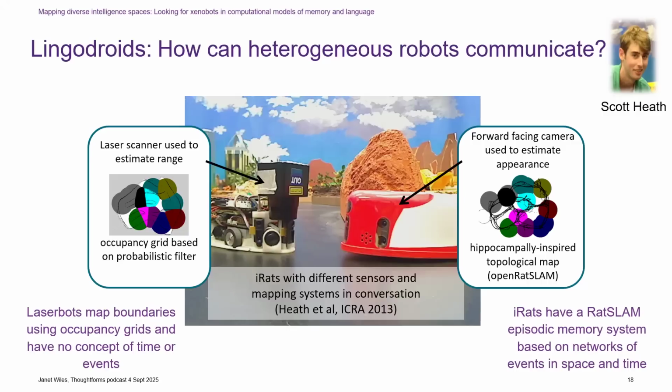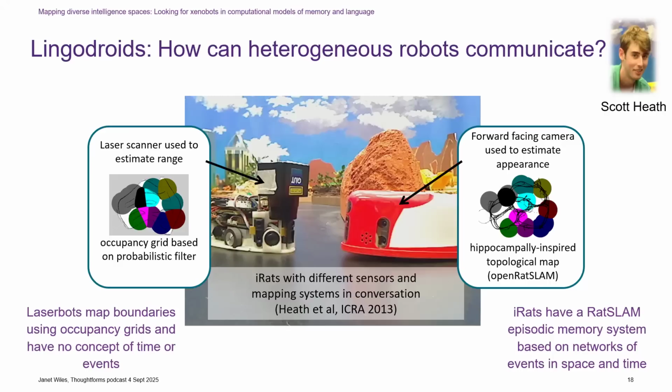The little iRat robots we were using, they have a forward-facing camera used to estimate appearance. They create these hippocampally inspired topological maps called RatSLAM. The version we were using was OpenRatSLAM. And they're based around an episodic memory system, which creates networks of events in space and time. So two totally different ways of structuring memory. And Scott was asking this question, can they evolve successful languages for space, for distances and direction? And it turned out that they do. They were remarkably successful, not 100%, probably around 80%.